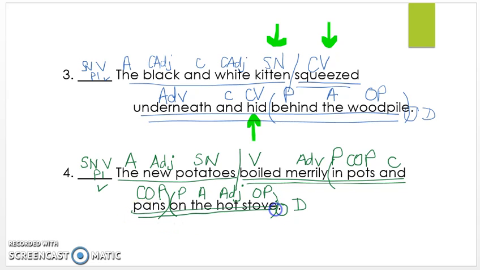All right, now last step. We're going to identify our simple subject, which is just the subject noun by itself, potatoes, and our simple predicate, which is just the verb by itself, boiled. Potatoes boiled.